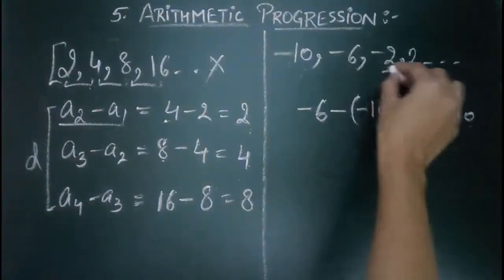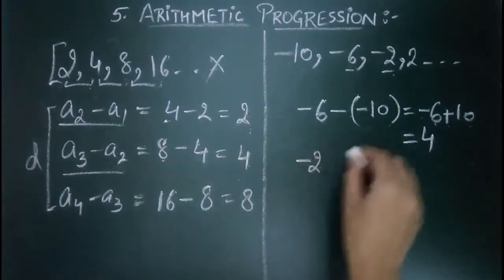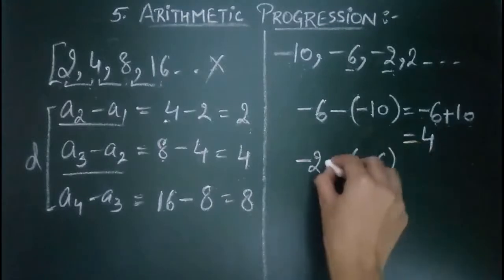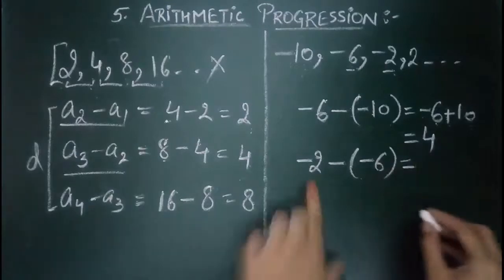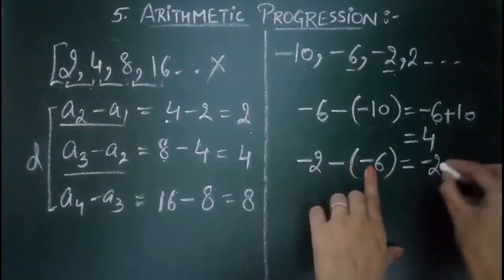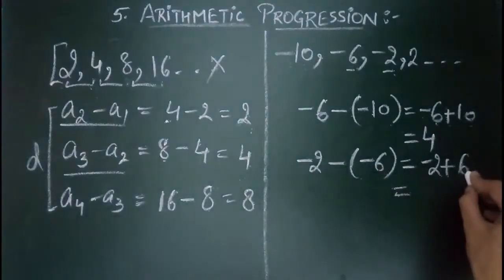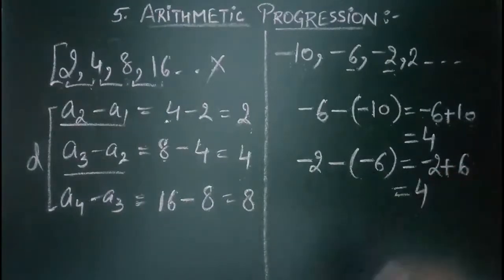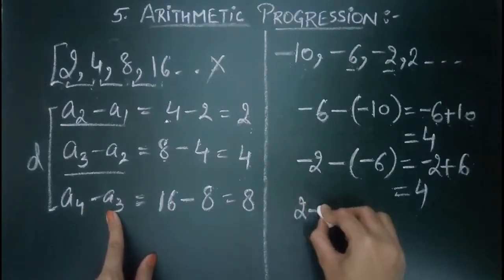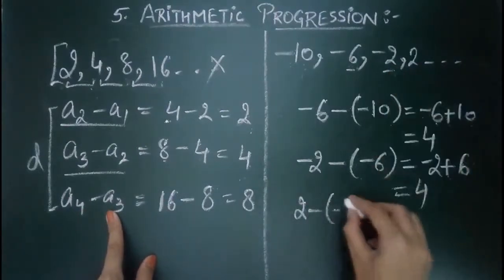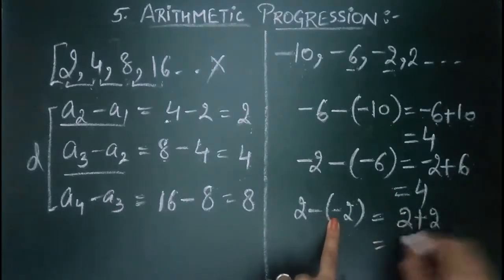Next, A3 minus A2. A3 is minus 2, A2 is minus 6 and we have to subtract. We have to subtract these two. So what will the term be? Minus 2, minus minus plus, and 6. So 2 is with negative sign, 6 is with positive sign, so 6 minus 2 will be 4. Another, A4 minus A3. A4 is 2, minus A3 which is minus 2. This will become 2, minus minus plus, and 2. 2 plus 2 will be 4.